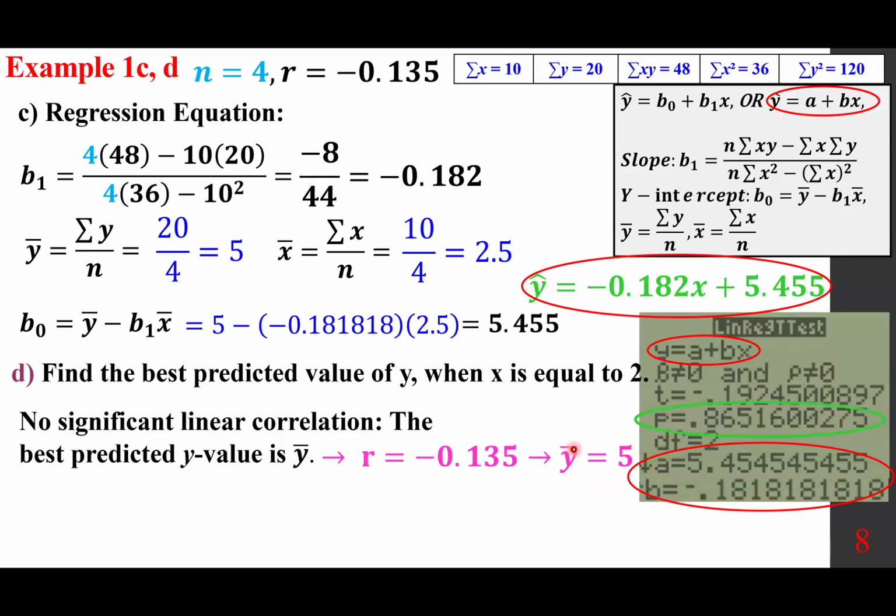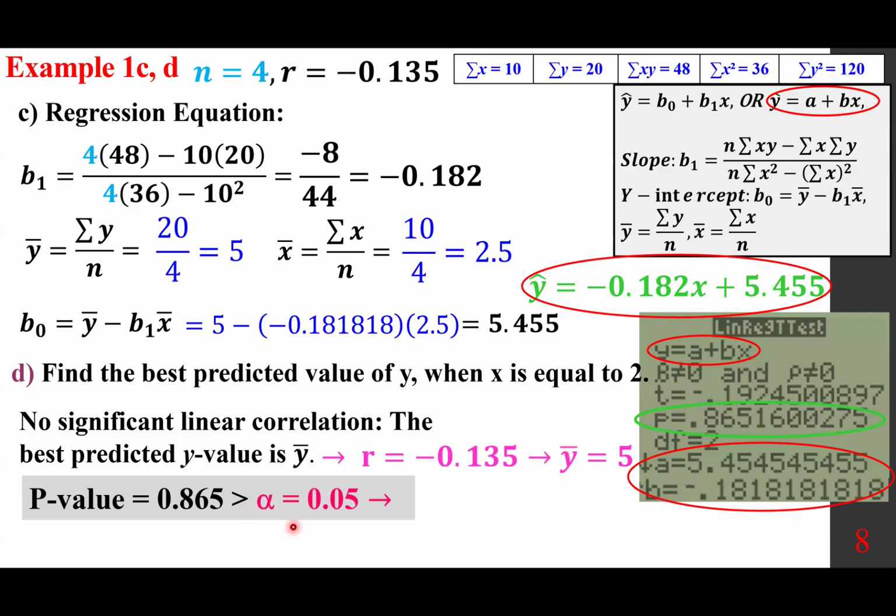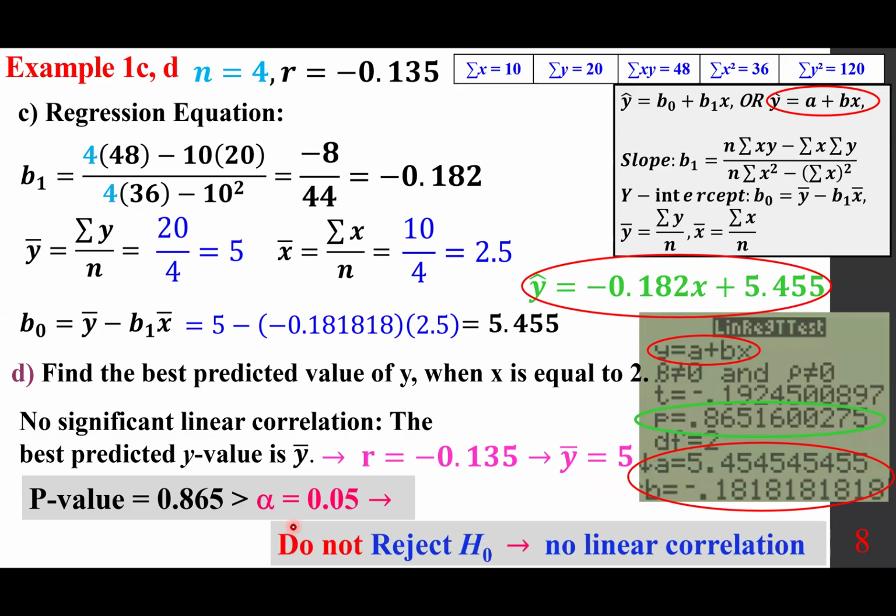And remember, this is the p-value, 0.865, much larger than alpha 0.05. Fail to reject H0. There's no linear correlation. I'm reminding you of what we have done already, which means if there's no correlation, you use y bar. If there is a correlation, you plug it in.